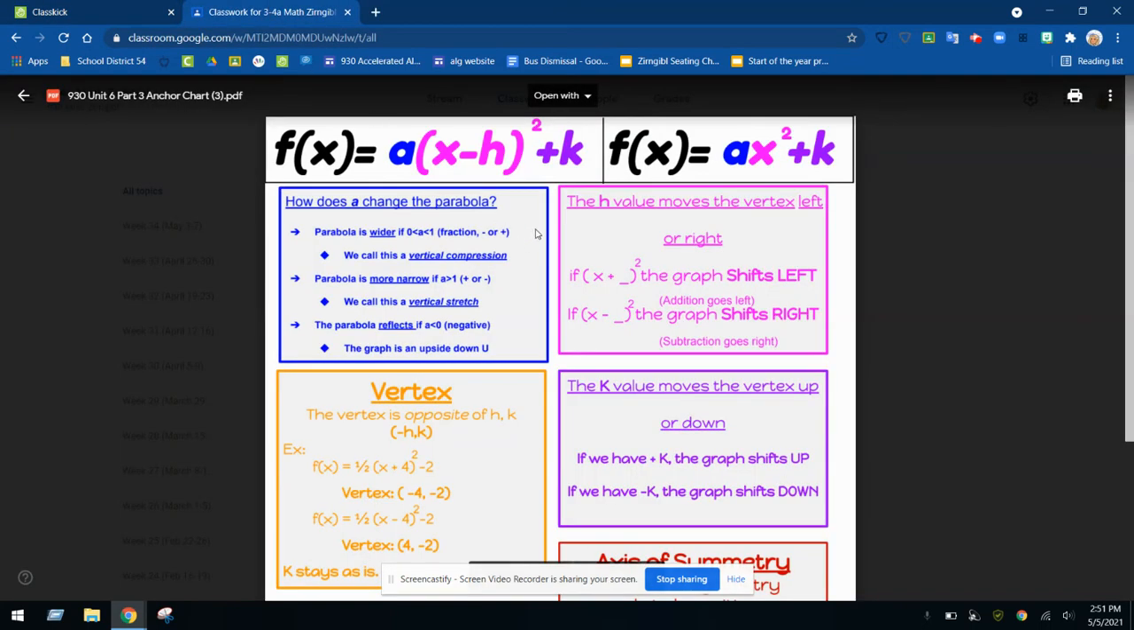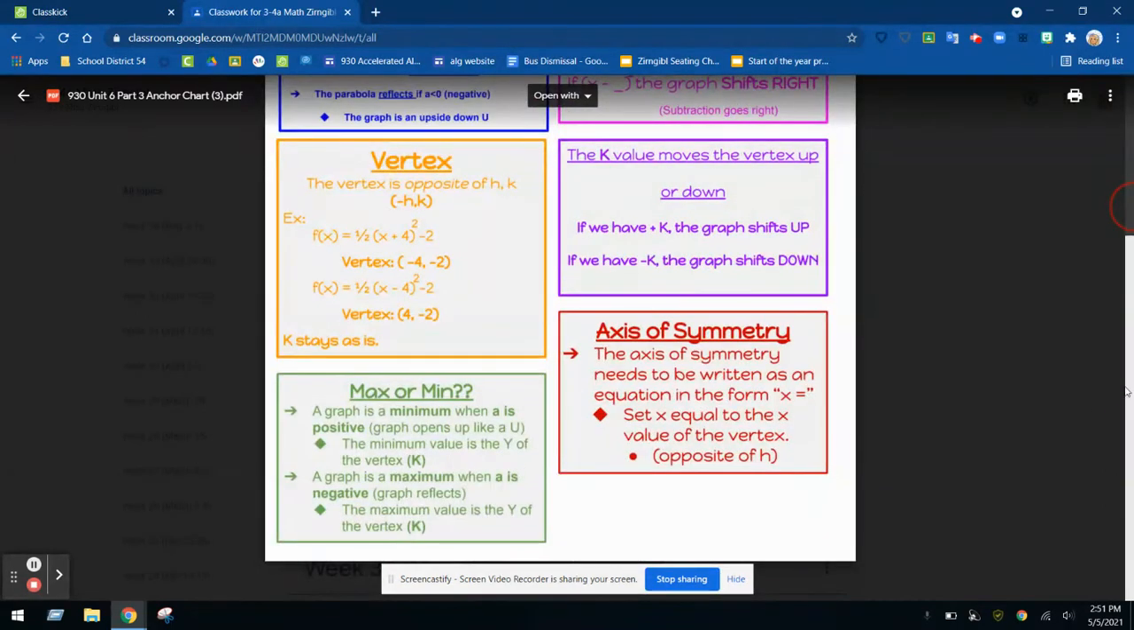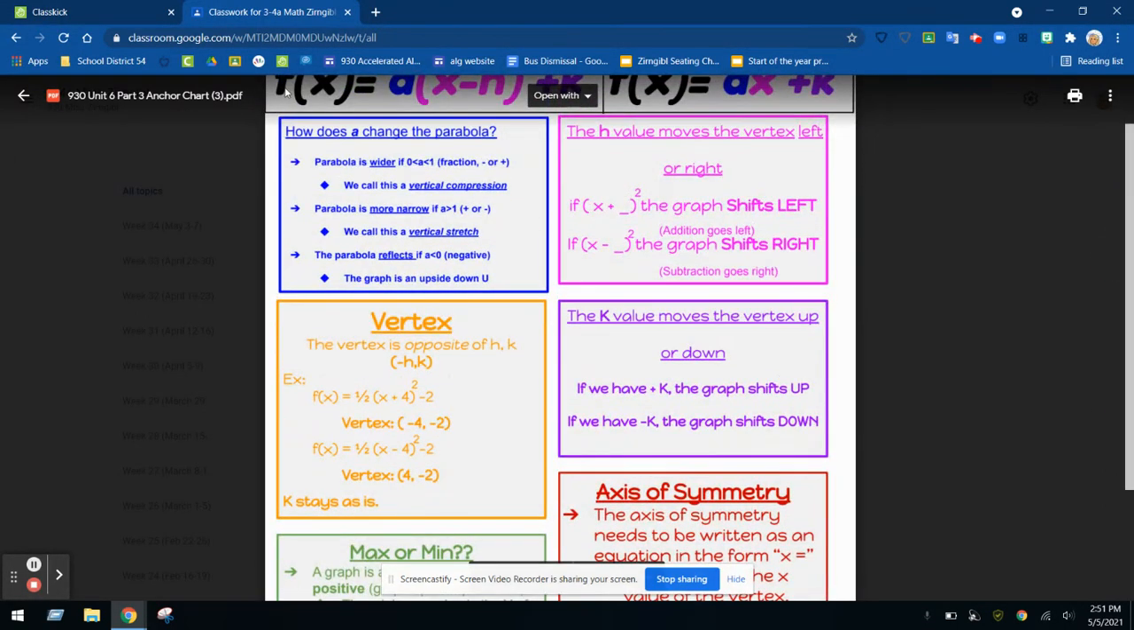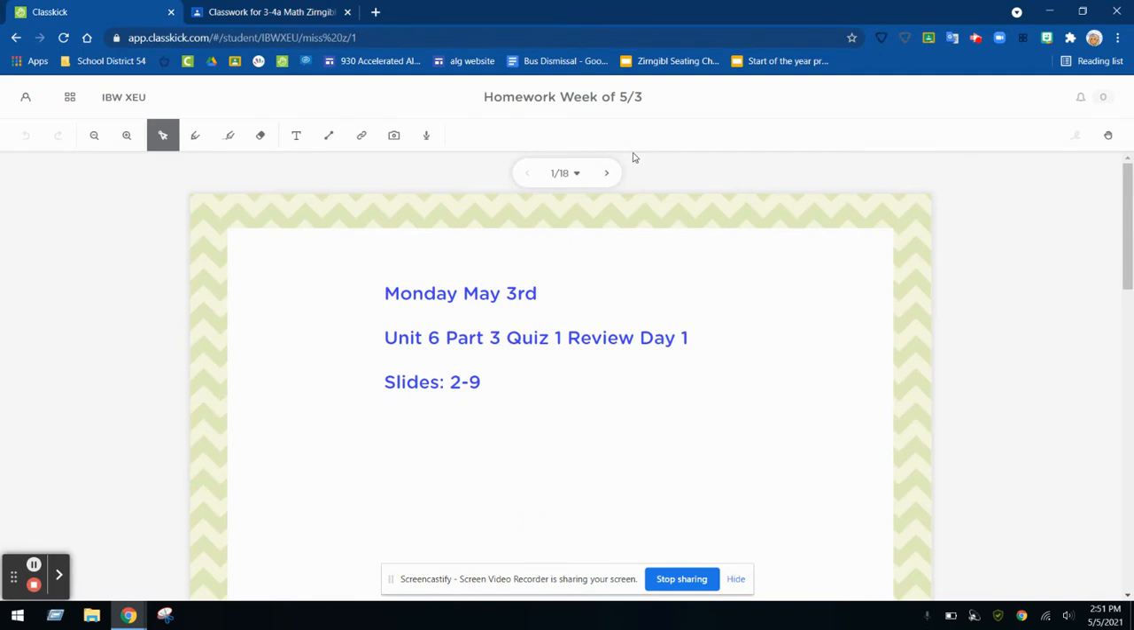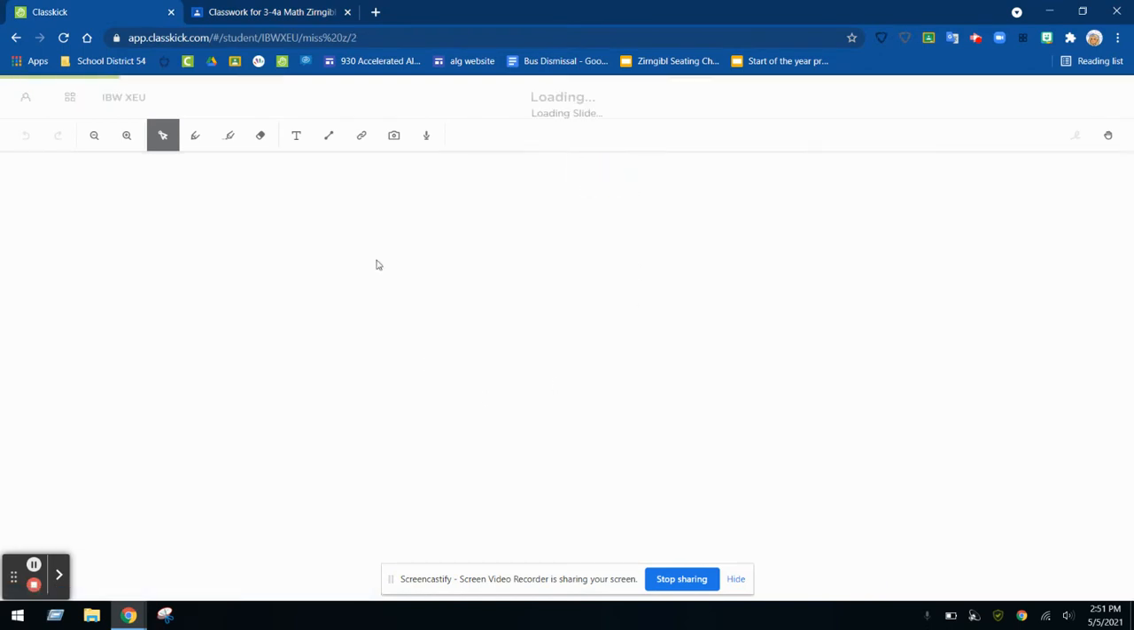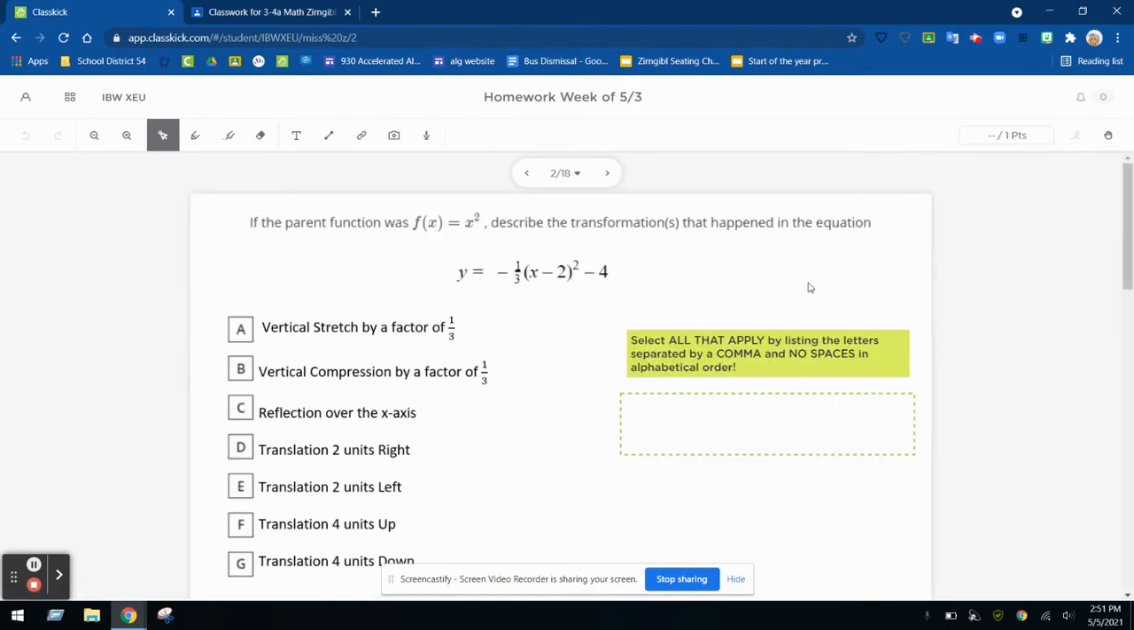On this screen, I have my little anchor chart that has all the different parts of the equations and how they change the parabolas, and how to identify each different piece. So we can use that when we have certain problems, like the first one here. It says, if the parent function was f of x is equal to x squared, describe the transformations that happened in the equation. There are obviously a lot of new things going on here.